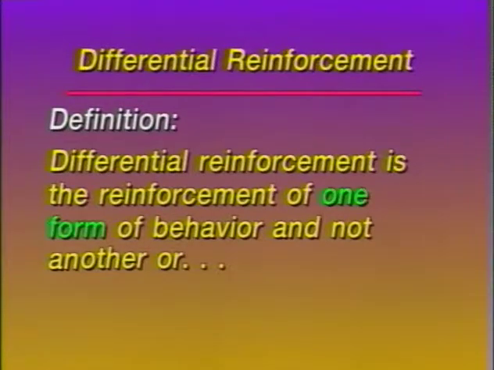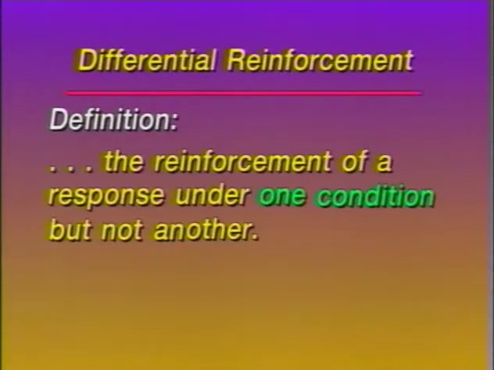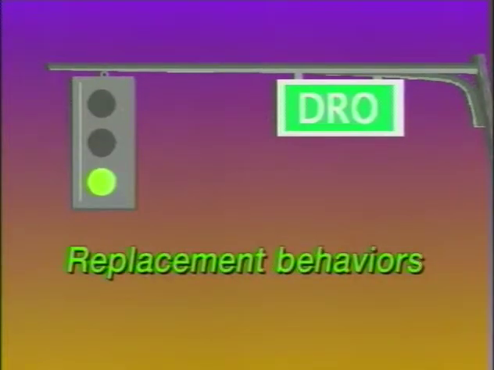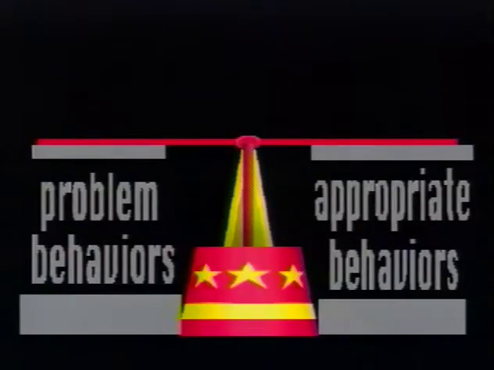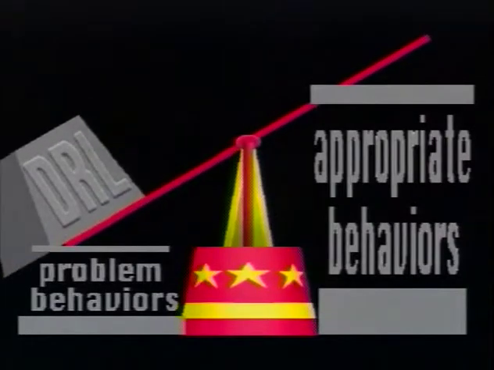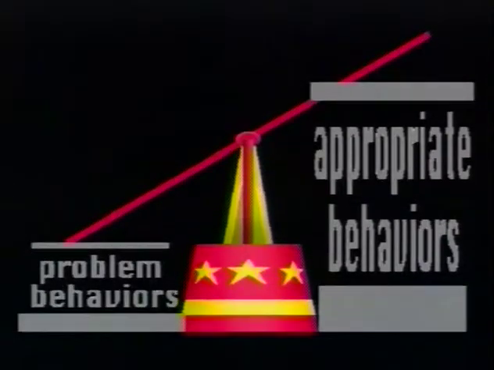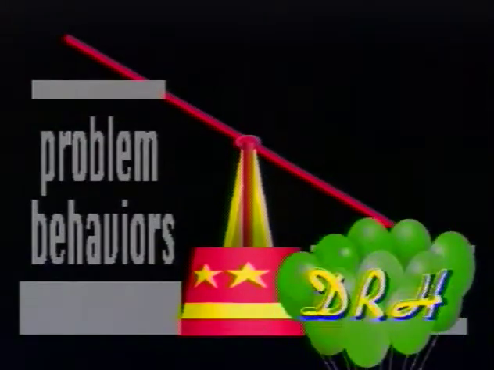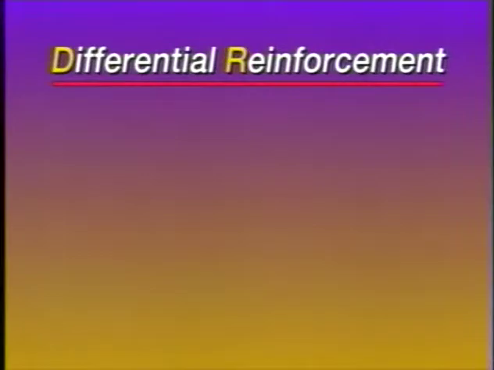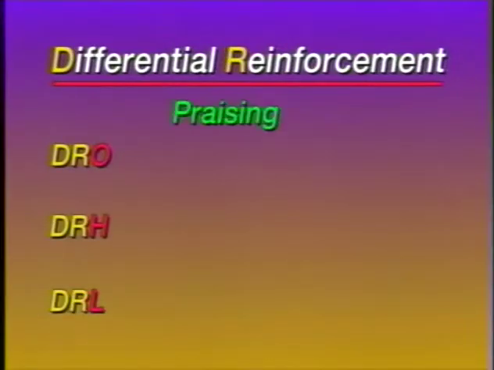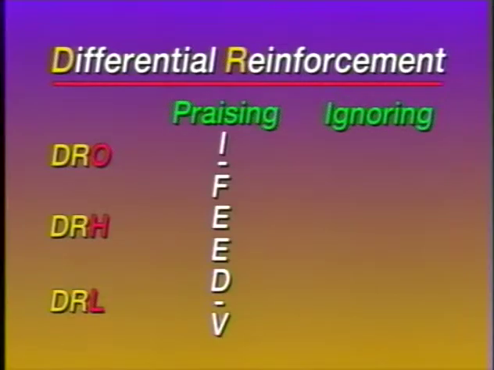Let's review. Differential reinforcement is the reinforcement of one form of behavior and not another, or the reinforcement of a response under one condition but not another. Use DRO to stop a problematic behavior and increase replacement behaviors. Use DRL to lower or reduce a behavior that's a problem because it occurs too frequently. Finally, use DRH to increase a behavior that occurs too infrequently. Remember, these strategies will only work when praising and ignoring are done consistently and correctly.